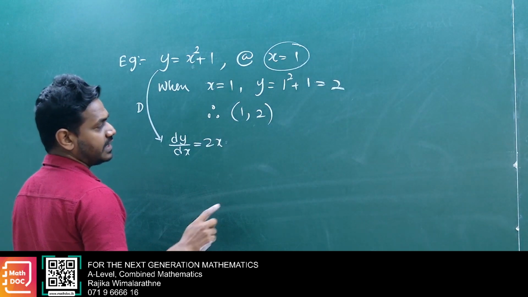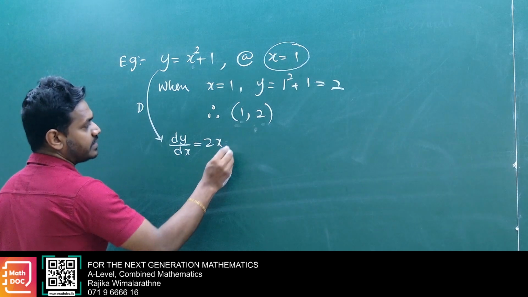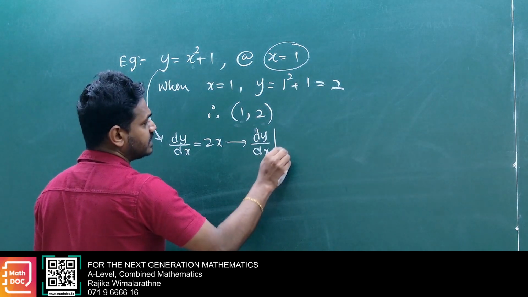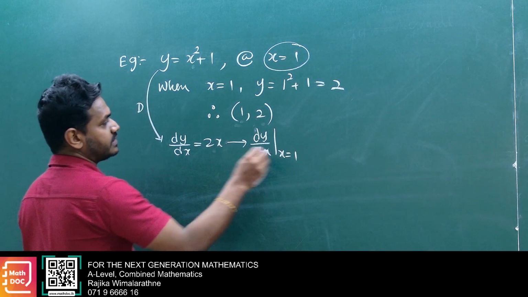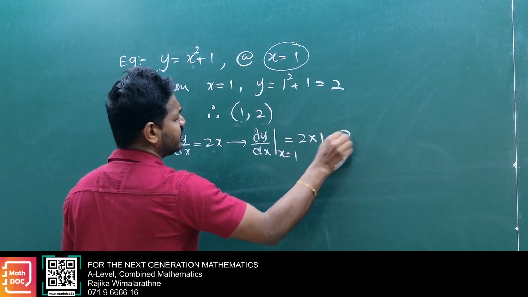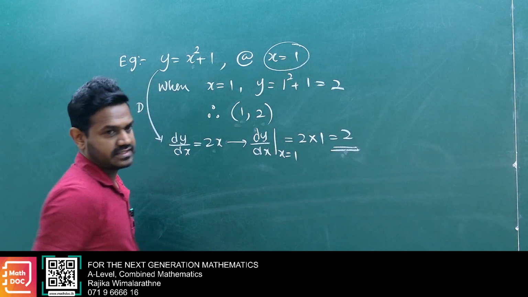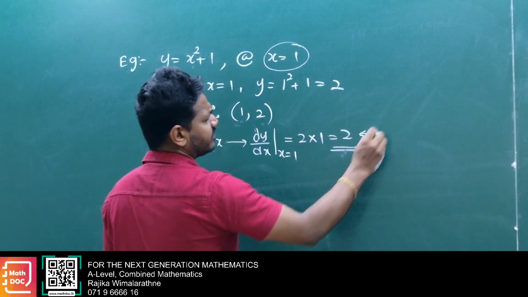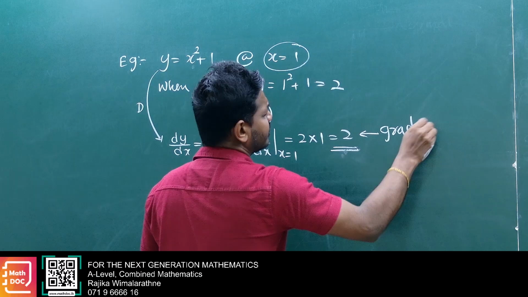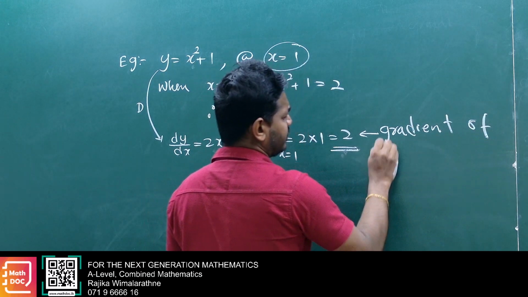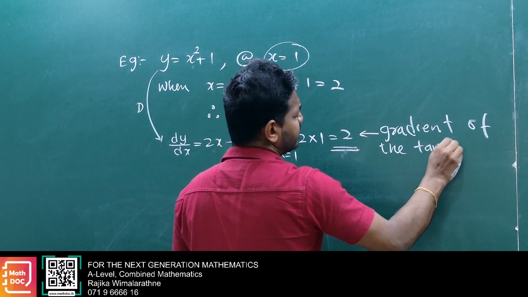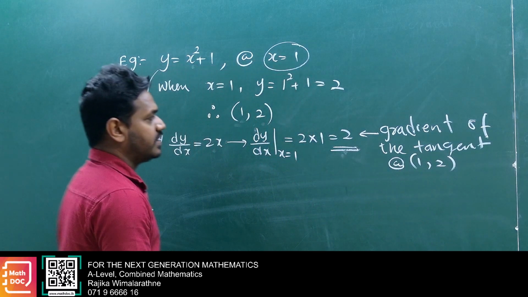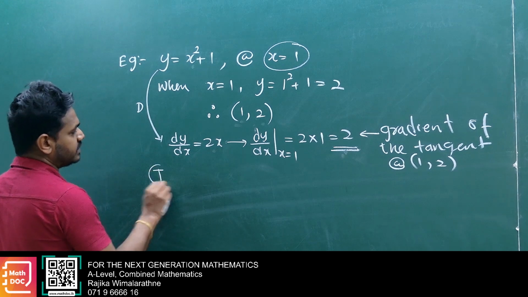It is 2x. Then we need to find the gradient at this point, no? By this one you find dy over dx at x equals 1. You substitute here, 2 times 1, 2. Here is the gradient of the tangent at 1, 2.